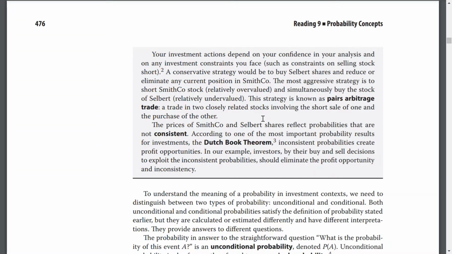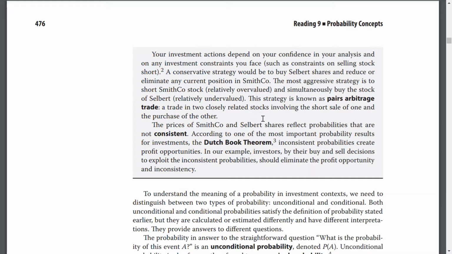A conservative strategy would be to buy Selbert shares or reduce or eliminate any current positions in Smithco. The most aggressive strategy is to short Smithco stock, relatively overvalued, and simultaneously buy the stock of Selbert, relatively undervalued. This strategy is known as a pairs arbitrage trade. A pairs arbitrage trade is a trade in two closely related stocks involving a short sale of one and a purchase of the other.